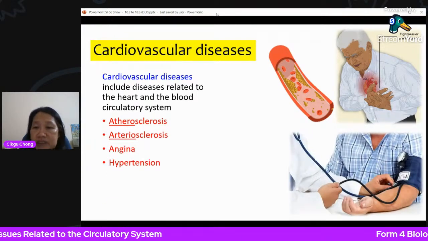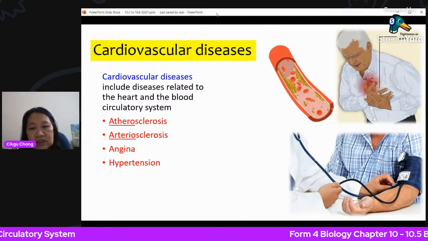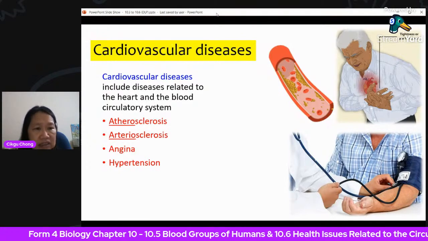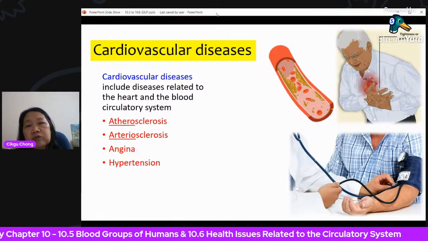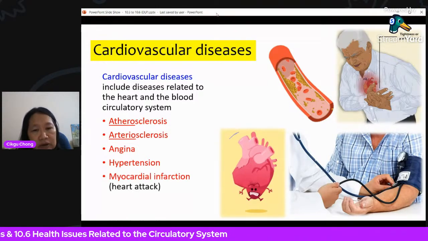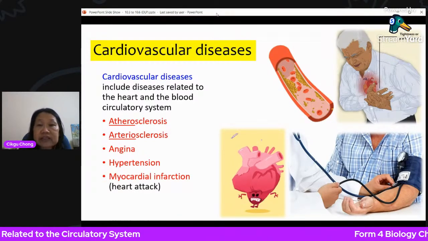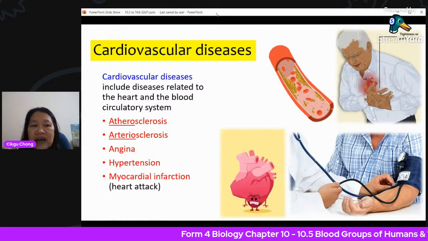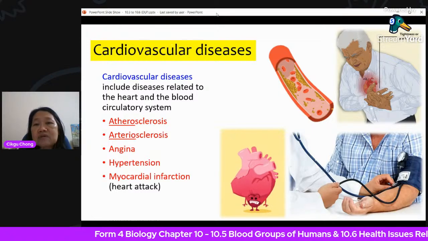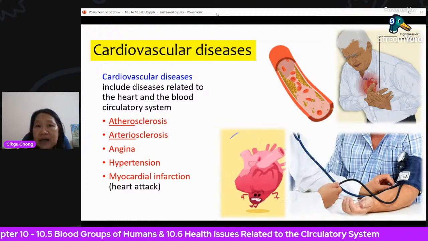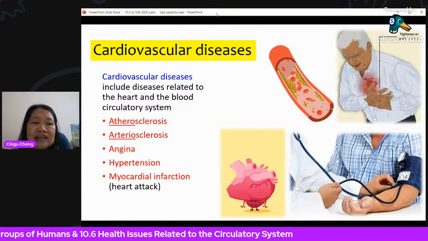Then hypertension is high blood pressure. You can measure it using the sphygmomanometer to check your blood pressure. Make sure it's below 120 over 80, that would be the ideal. And myocardial infarction. This sounds like a very fancy word. Yes, it is. It is actually a fancy word for what doctors use as heart attack. Normal people, laymen like us, will say heart attack, but a doctor will say MI. MI stands for myocardial infarction.